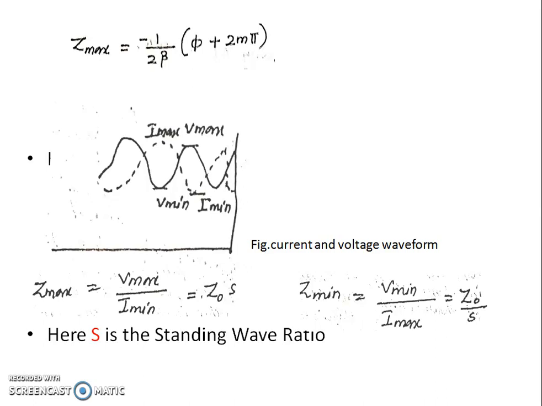Next we have to find out the maximum impedance. We know the relation for finding the impedance is V by I. So Zmax is equal to Vmax divided by I minimum, that is equal to Z0 into S. And Z minimum is equal to V minimum divided by Imax, that is equal to Z0 divided by S. By using these equations, we can find out the maximum impedance and also the minimum impedance. Here S is the standing wave ratio.